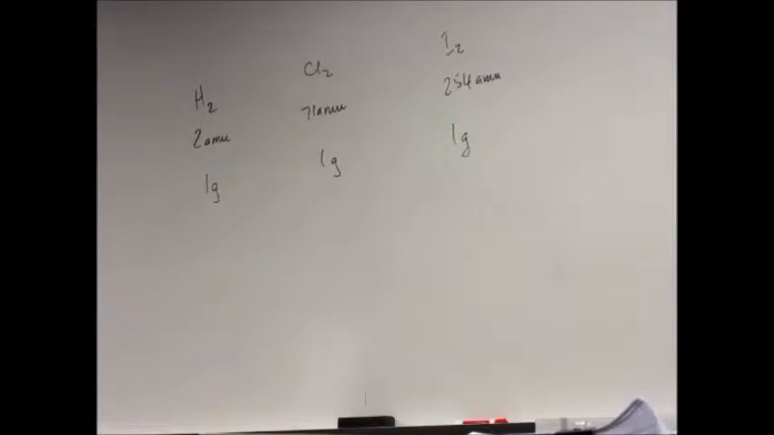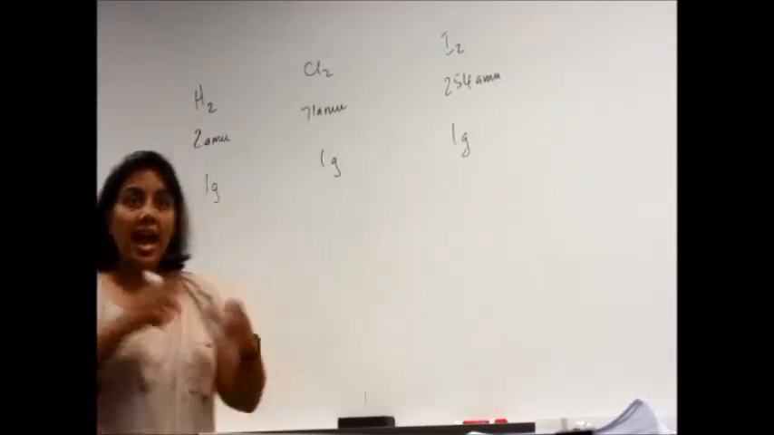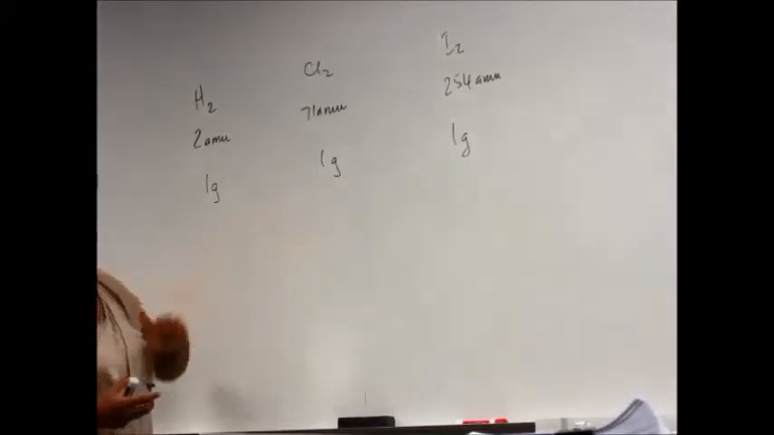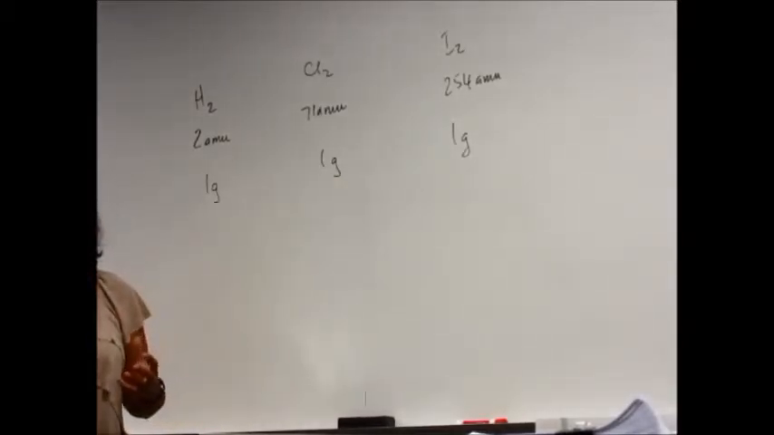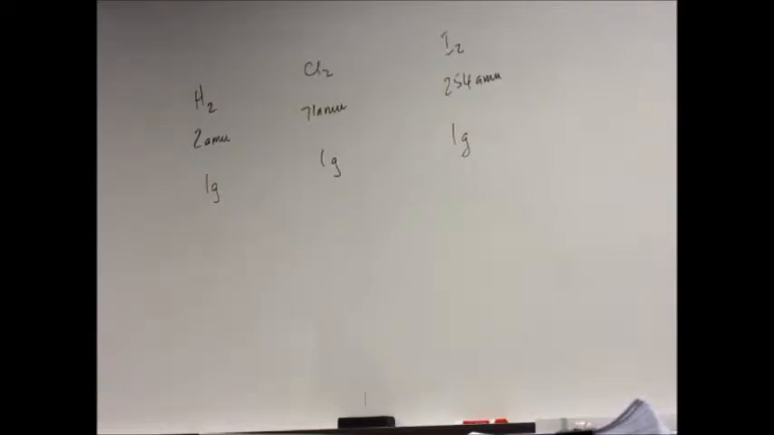Think carefully, okay? That's why I wrote the AMU as well, the atomic mass unit, because the atomic mass unit is the number of protons and neutrons that you have in there. So that's the mass of the atom. So how many atoms do you need to get 1 gram of iodine? How many atoms do you need to get 1 gram of chlorine? How many atoms do you need to get 1 gram of hydrogen? Think of it that way.